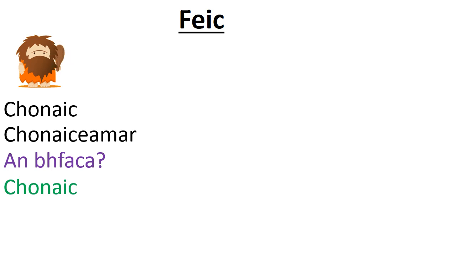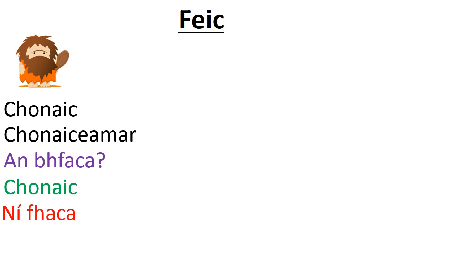Chonaic mé. I wonder if you could guess what the negative answer will be here. Think of the pattern we've seen so far with the other verbs. An ndeachaigh? Ní dheachaigh. An ndeachaigh? Ní dheachaigh. So here we have an bhfaca? Ní fhaca. Again, it's totally breaking the rules, but there is a kind of a pattern in it. So that's the past tense.